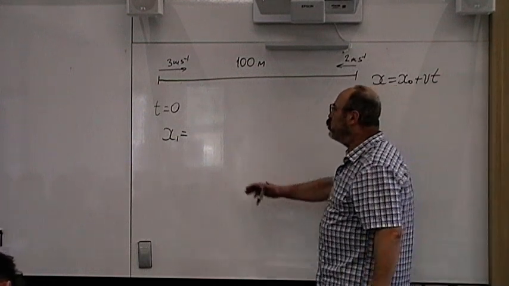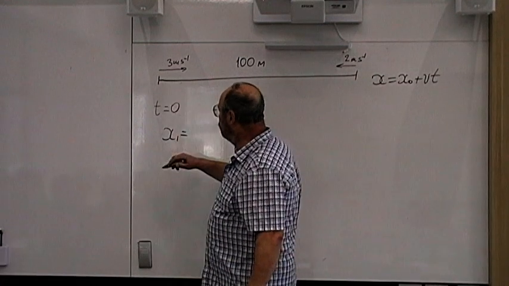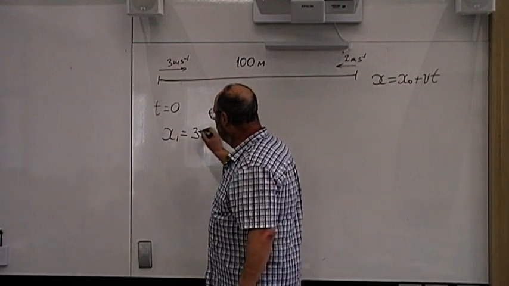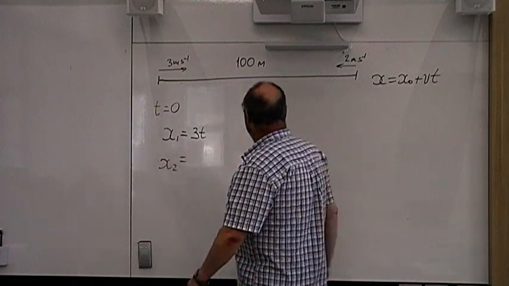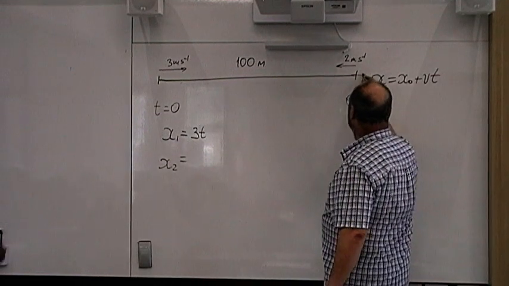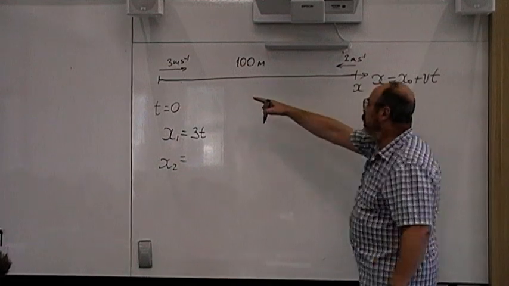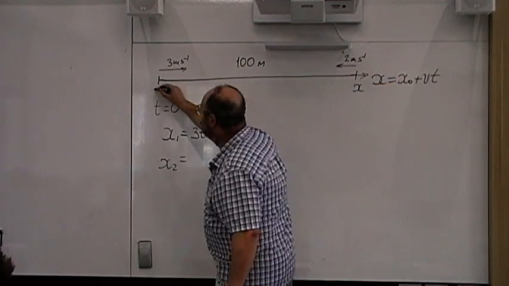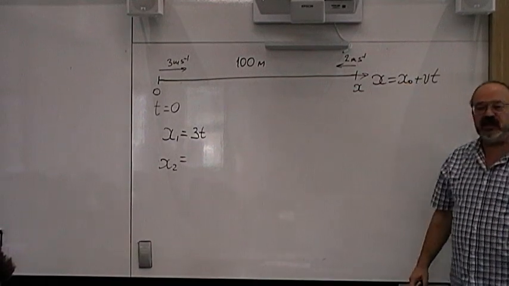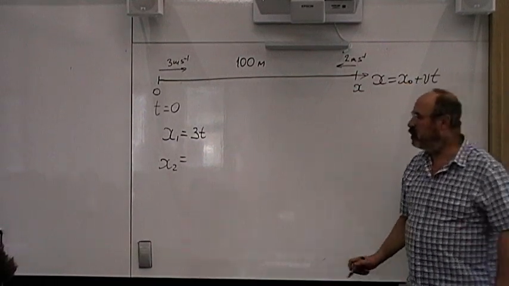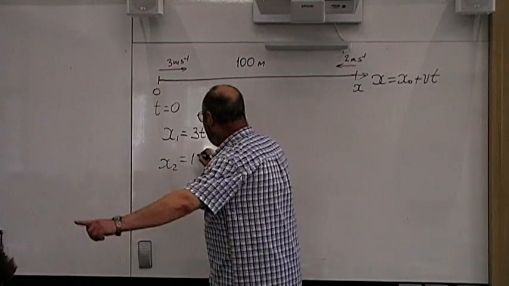So the equation of the motion of the first student, initial position 0, will be 3t. We choose to the right as positive, so we take 0 and choose the direction to the right as positive. So what is the initial position of the second student? 100 plus 2t. Is it correct?